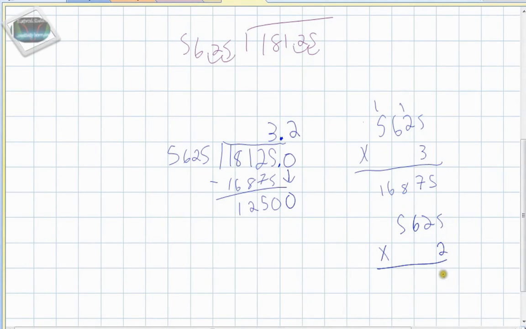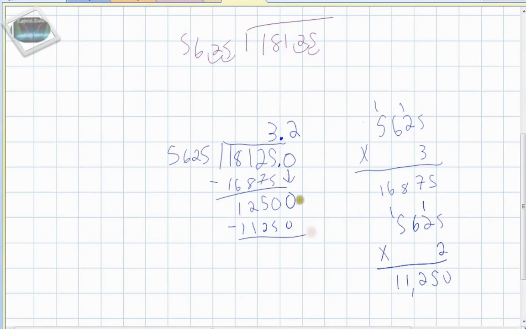2 times 5 is 10. This is 4 plus 1 is 5. 2 times 6 is 12. And 2 times 5 is 10 plus 1 is 11. So now we have 11,250 to work with.